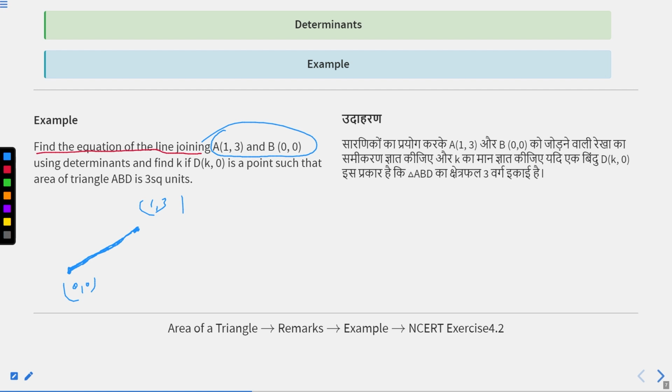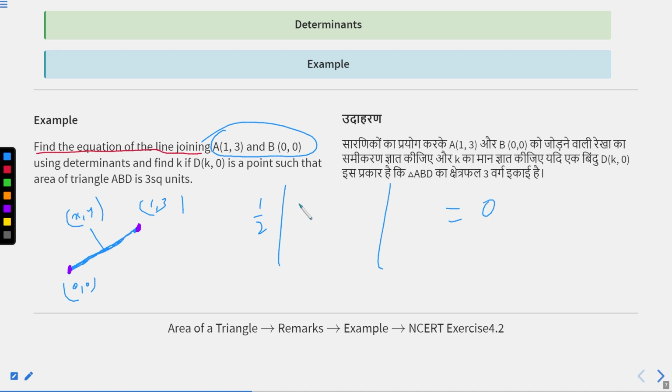So we have 1 point, which is very clear: 0, 0. Another point is 1, 3. Can you find a third point? Let's say the third point is some x and y. Now I know that these 3 points are collinear. This means the area will be equal to 0, as you all know.